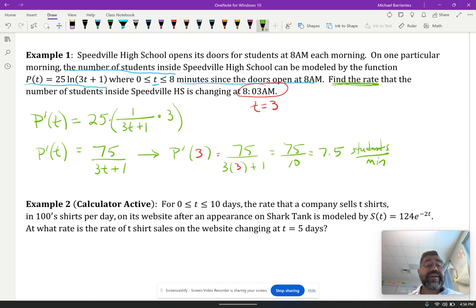But they just wanted us to find the rate. This is the rate. We don't have to explain what it represents or what it means. This is the answer. But notice we can put the units, and the units really tell us a lot about what type of answer we're getting. And that's it.